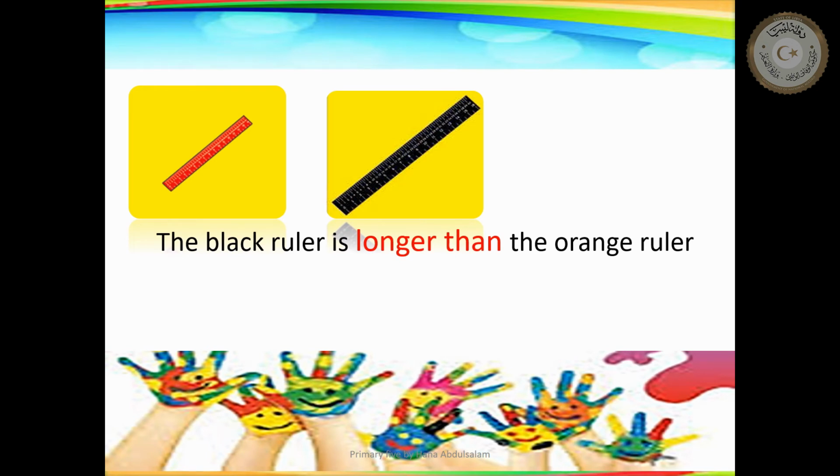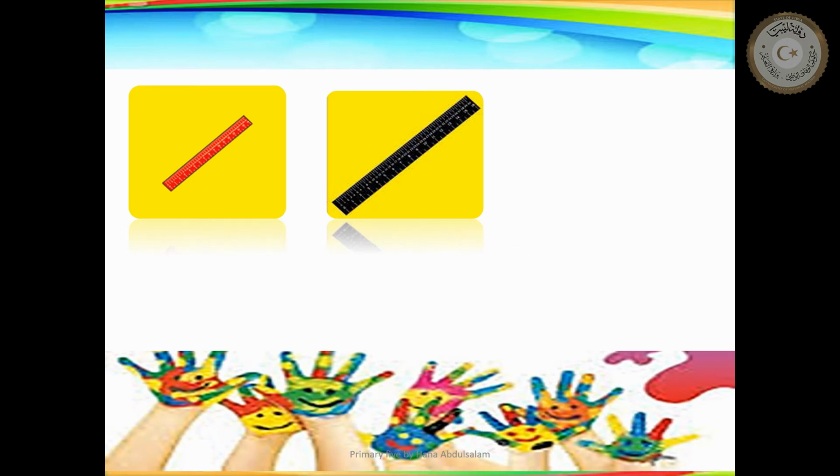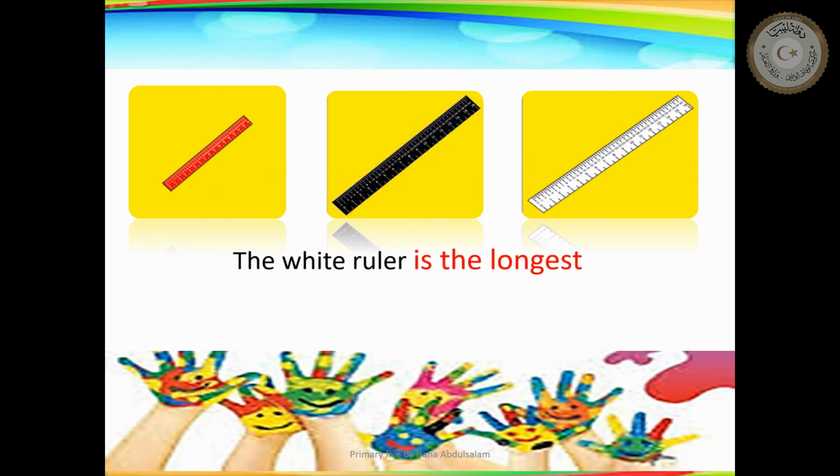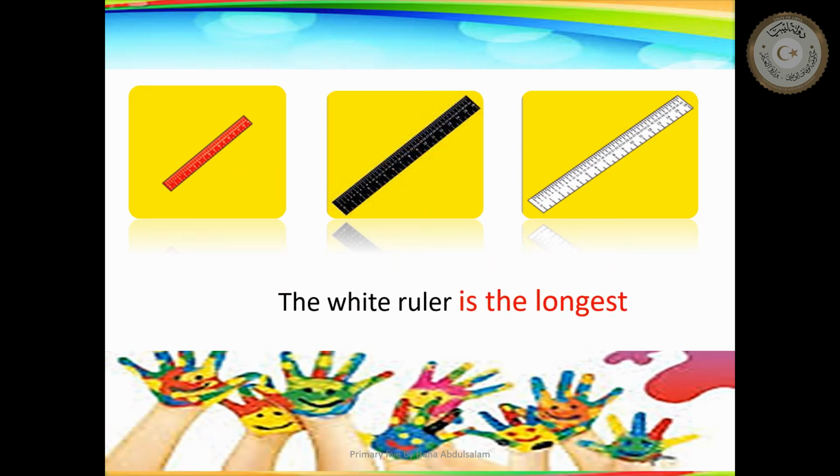We don't use big or small here. We use long. So the black roller is longer than the orange roller. Excellent. What about the white roller? The white roller is the longest.